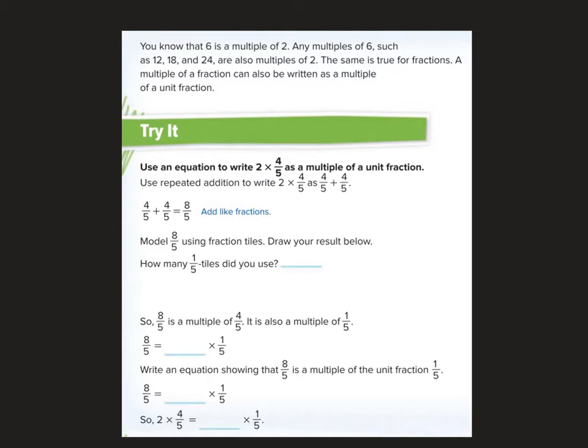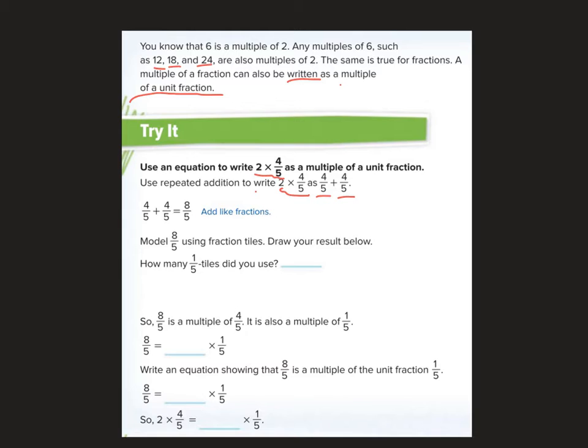So you know that 6 is a multiple of 2, right? If I count by 2s, I would hit 6. Any multiples of 6, such as 12, 18, and 24, are also multiples of 2. The same is true for fractions. A multiple of a fraction can also be written as a multiple of a unit fraction. So if we used an equation to write 2 times 4/5 as a multiple of a unit fraction, we could use repeated addition to write 2 times 4/5 as 4/5 plus 4/5, right?